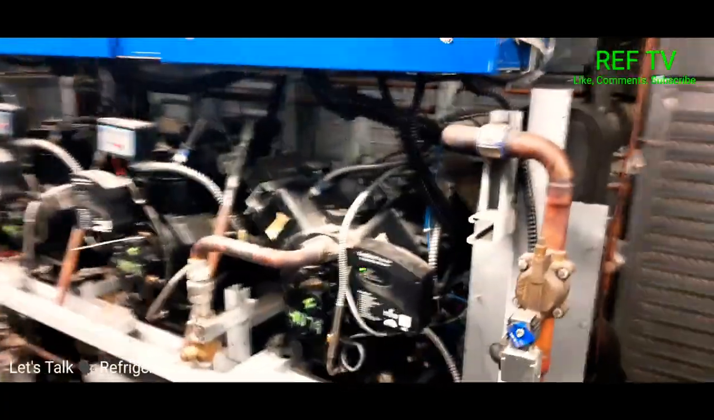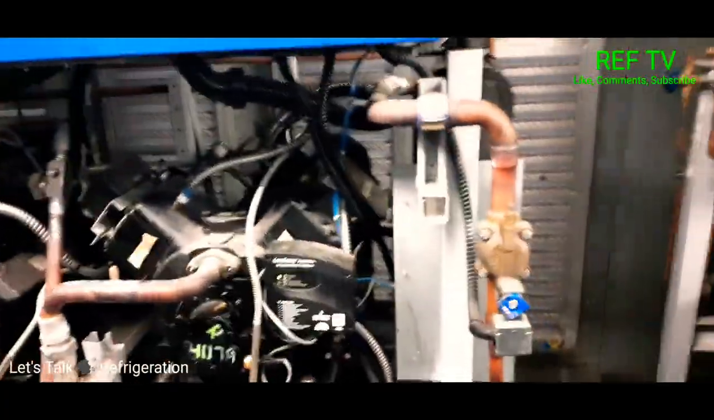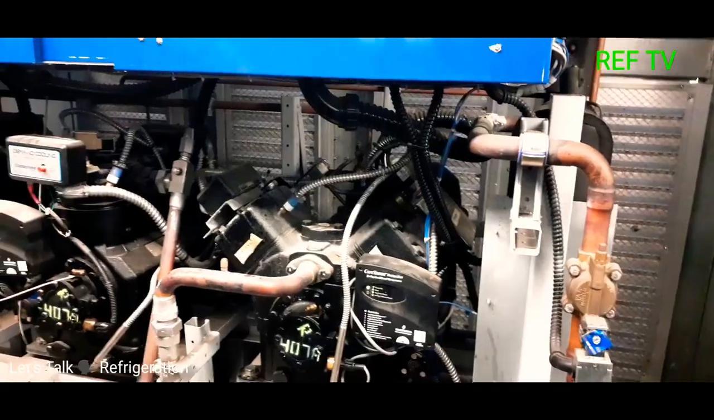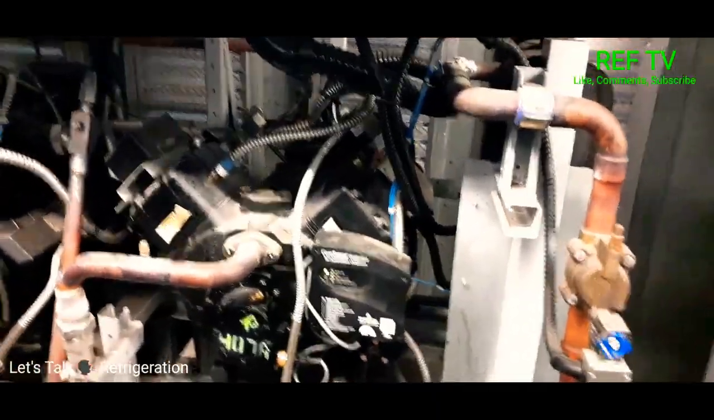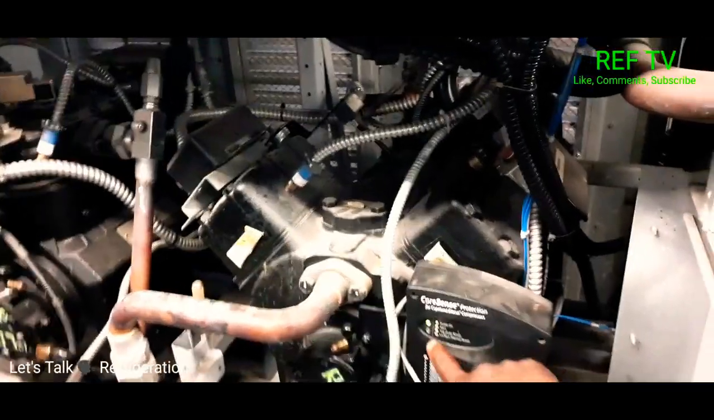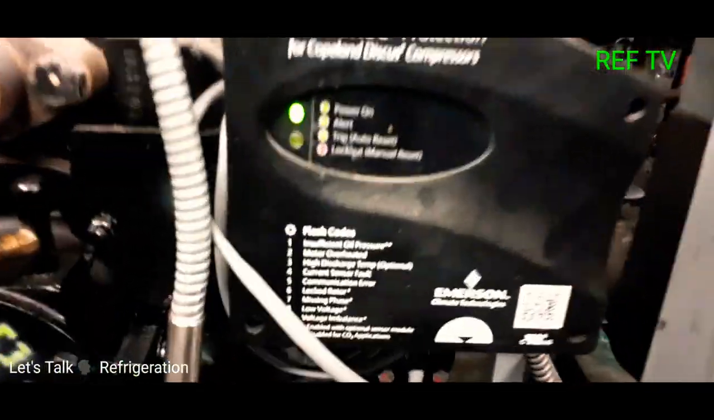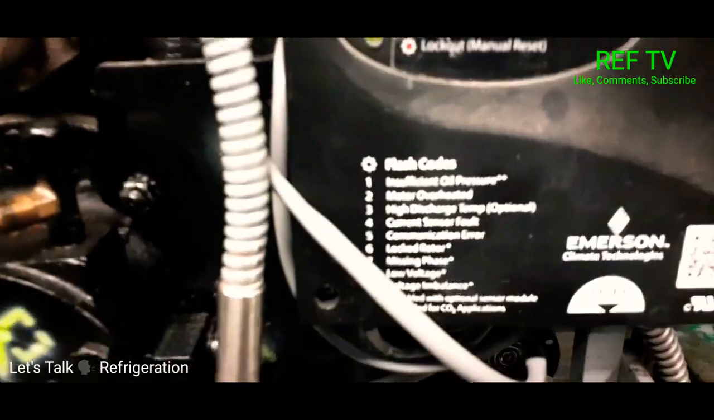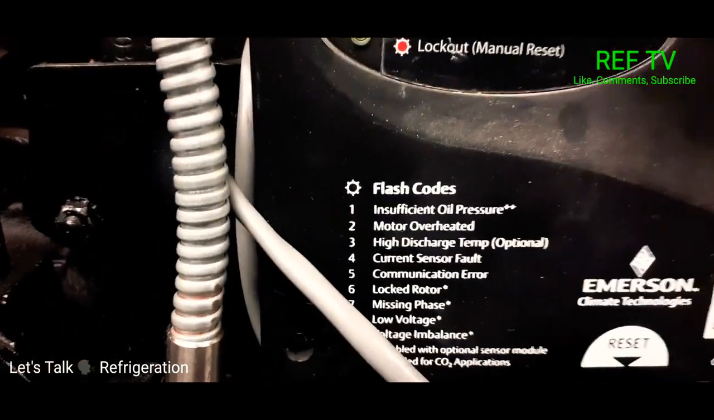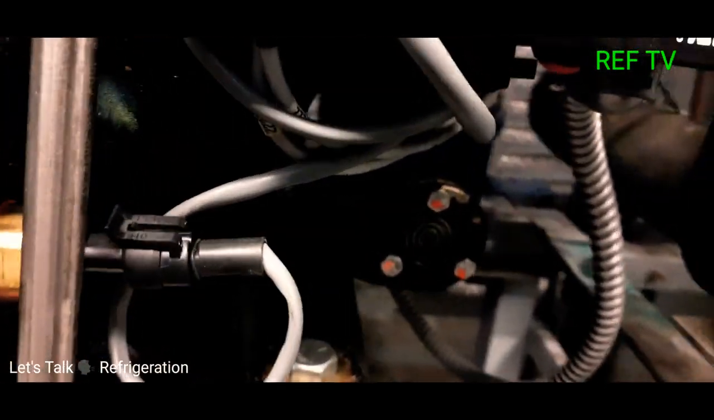This is our rack one. Today's service call is high suction alarm. When I just got here, basically what I found is this compressor was tripped on a core sense, and basically we had one flash, insufficient oil pressure. So let's just check out our sight glass.